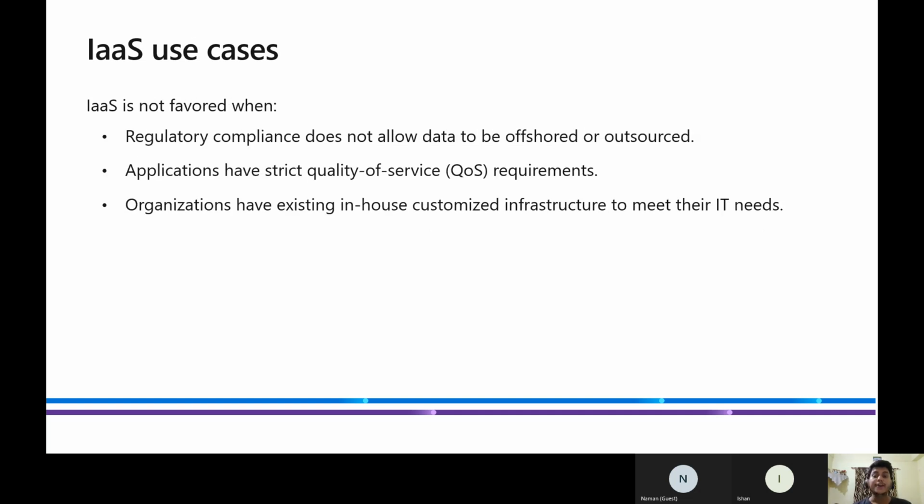IaaS is not favored when regulatory compliance does not allow data to go offshore or outshore. So you need to think, because if your data is somewhat important, then you need to think about what cloud service provider you are using and what things you are uploading over it. Another case is when applications have strict quality of service requirements. It depends upon the company's rules and regulations. You may use it, you may not. If you have a very big company, they will not allow anyone else to use their data. For example, Facebook. They will be managing their own servers and their own data center.